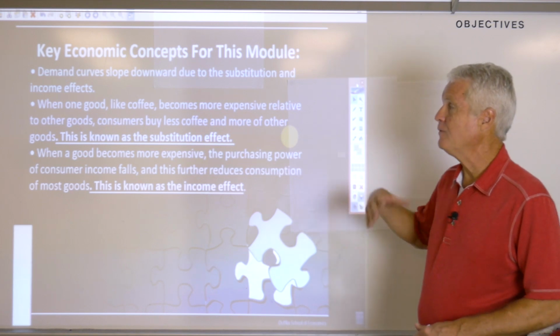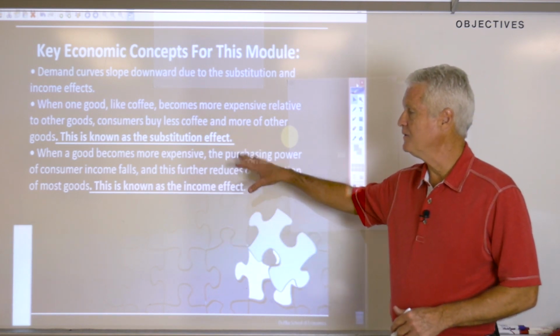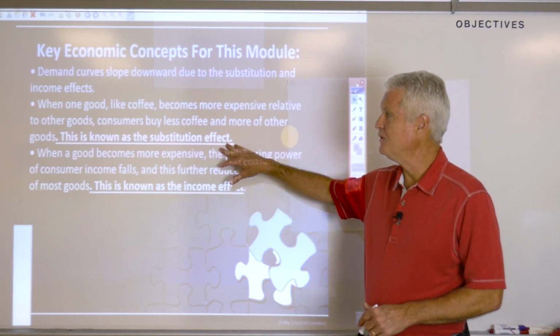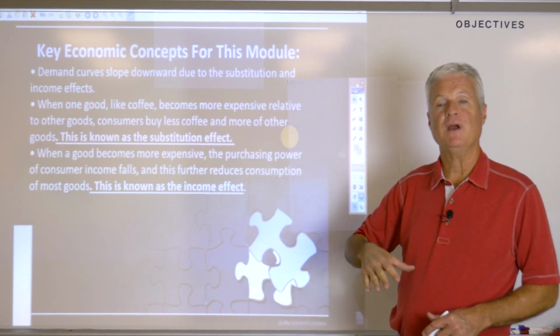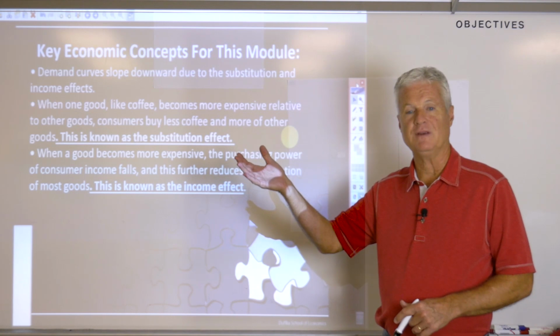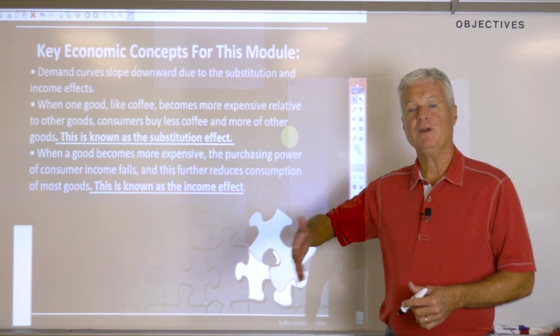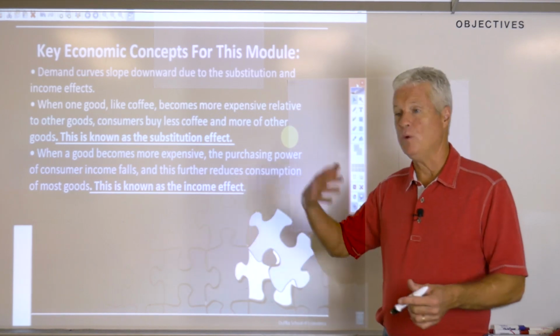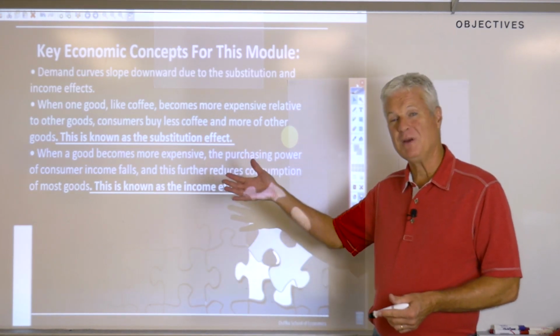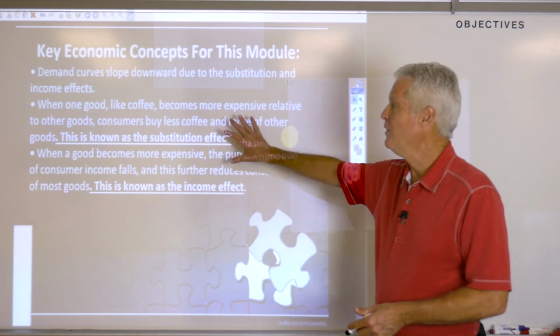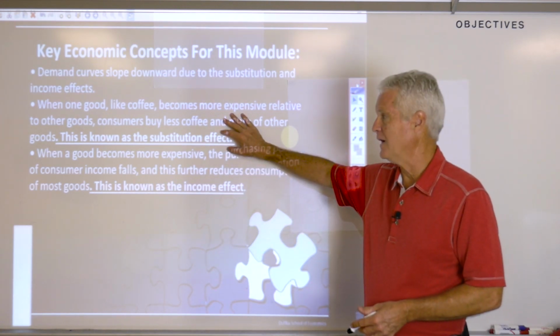Okay, first thing we want you to get down is the substitution effect and the income effect. The substitution effect says as the price of one item gets more expensive, we tend to buy other items, because every item we buy, we wanted it, but as it becomes more expensive, it's not quite as attractive to us per dollar. That's the substitution effect.